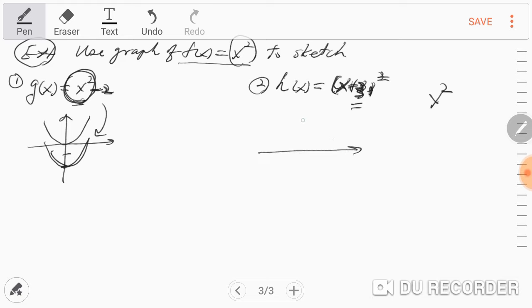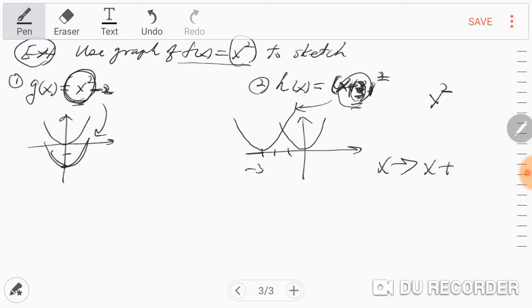So this is the x squared graph. Shift the graph of x squared 3 units to the left: 1, 2, 3. So this is the graph of h of x. If the variable x is replaced by x plus 3, then shift 3 units to the left. Plus means to the left. If x is replaced by x minus 3, then shift 3 units to the right.